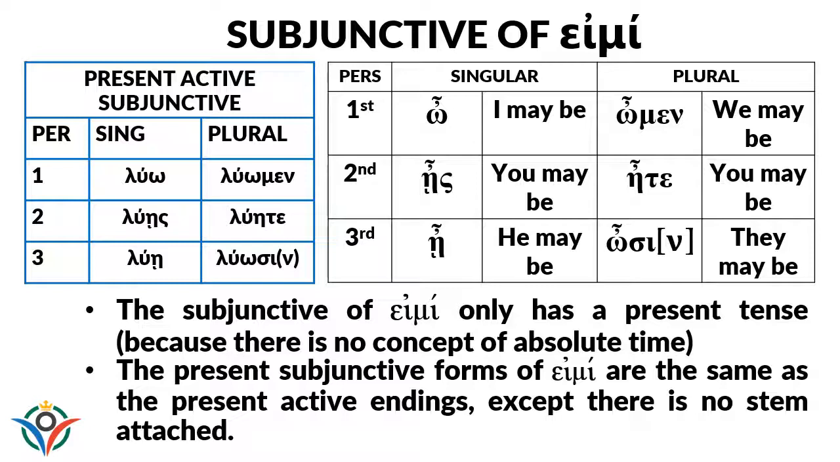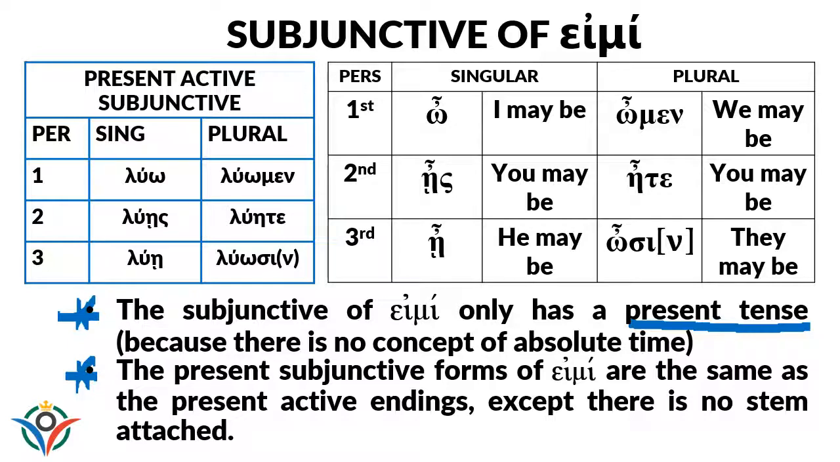So far in this basic biblical Greek course, we have learned the present indicative of eimi. We have learned the imperfect indicative of eimi, as well as the perfect indicative of eimi. And today we are looking at the subjunctive of eimi. The first thing you need to know is that the subjunctive of eimi only has a present tense, and that is because there is no concept of absolute time in the subjunctive mood.